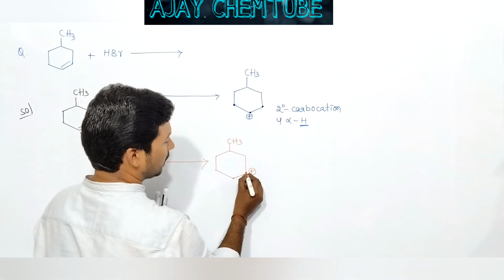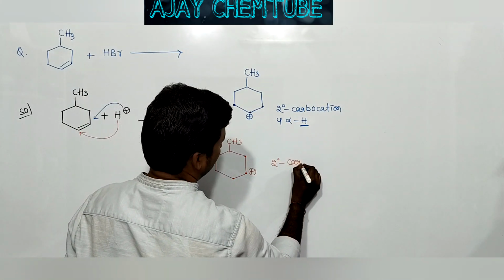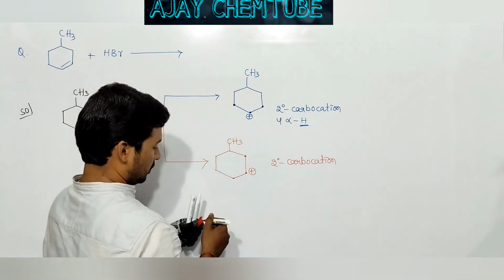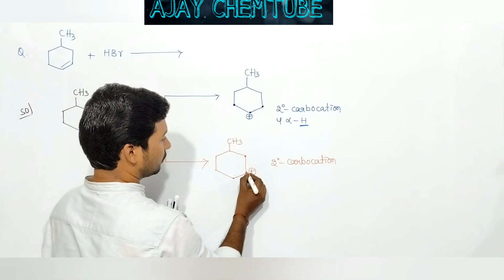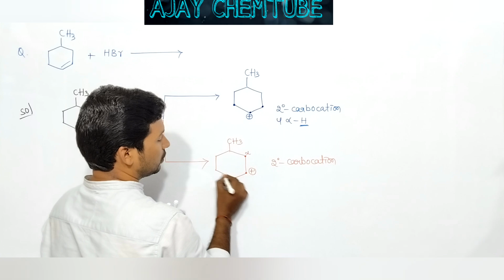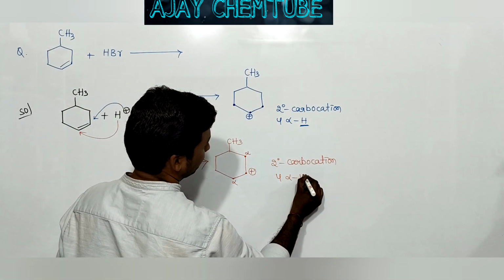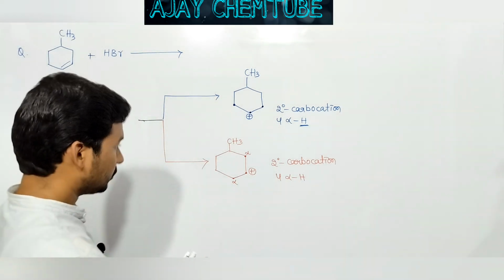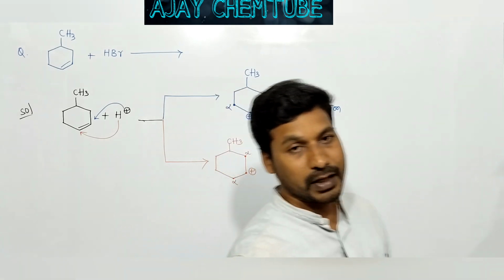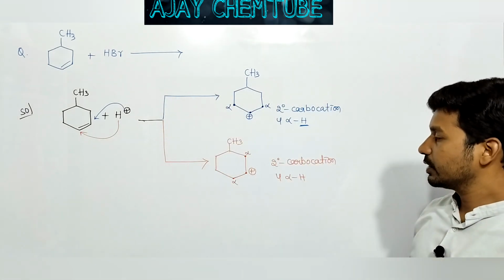Here, this is also a secondary carbocation or not? Okay, secondary carbocation. For this one also, how many alpha hydrogens? For this one, this is an alpha carbon, this is an alpha carbon. 2 bonds there mean 2 hydrogens. Here 2 bonds there mean 2 hydrogens. 4 alpha hydrogens. So both are secondary carbocations, and on the basis of hyperconjugation also the same.